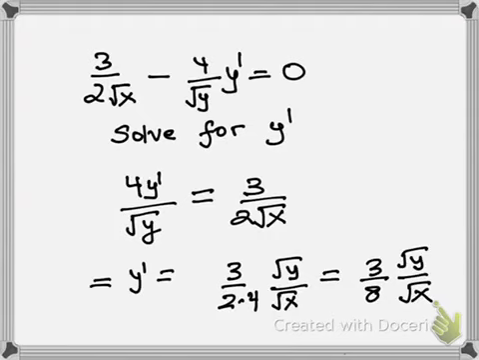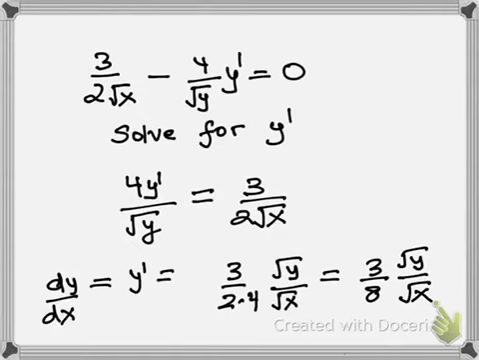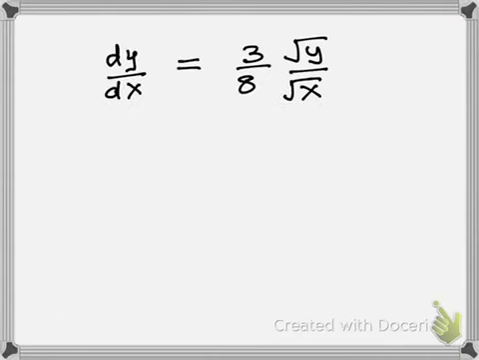Now this is your dy by dx, right? So your dy by dx is 3/8 square root of y divided by square root of x. Let's confirm that's correct: 3/8 square root of y divided by square root of x.